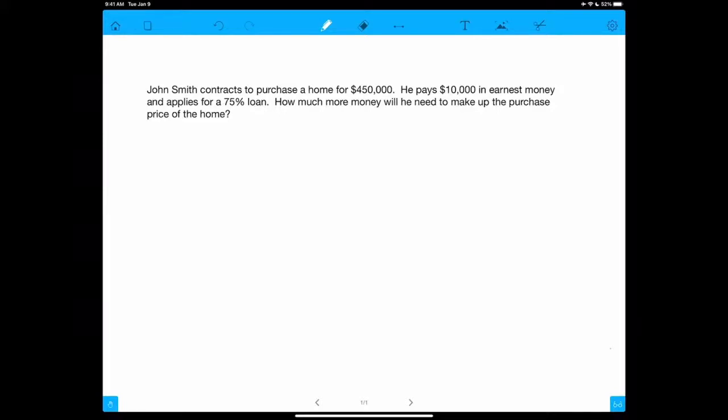Well, there are a couple of key points in this question that we need to be aware of. First and foremost is John's paying $10,000 down in earnest money. I'm going to put that over here on the side, and I'll put EM for earnest money. Now, the other key pieces we have in the problem are $450,000 and a 75% LTV, or loan to value ratio, or a 75% loan.